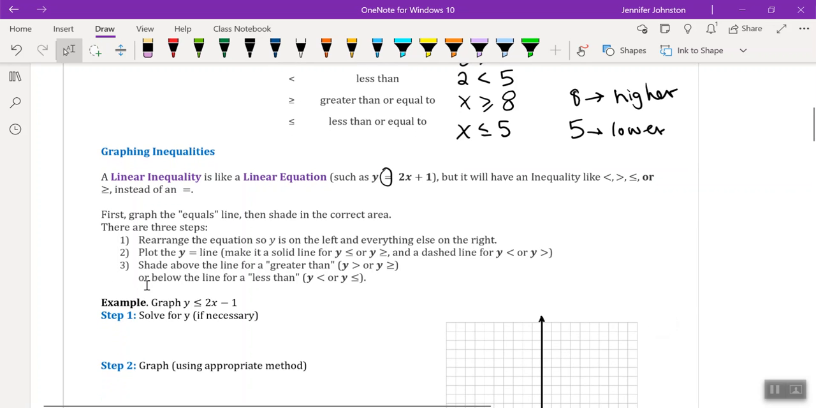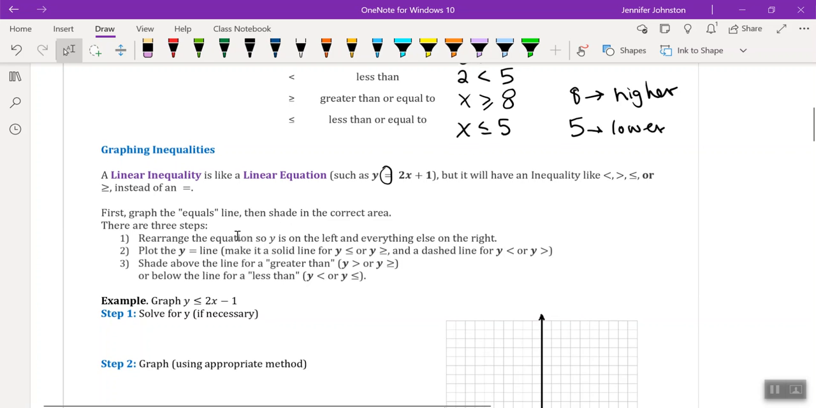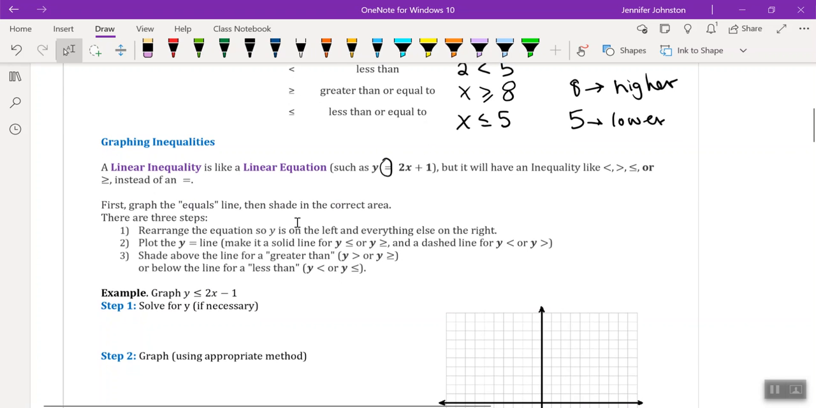So some of the steps to graph inequalities is that first we have to graph the equal line. Let's pretend the line is equal. And then we shade in the area that the equation is satisfied with. So there are 3 steps. So first of all, we have to arrange the equation so that y is on the left and everything else is on the right. That means it should look like y equals mx plus b. So y is on the left, everything else is on the right.